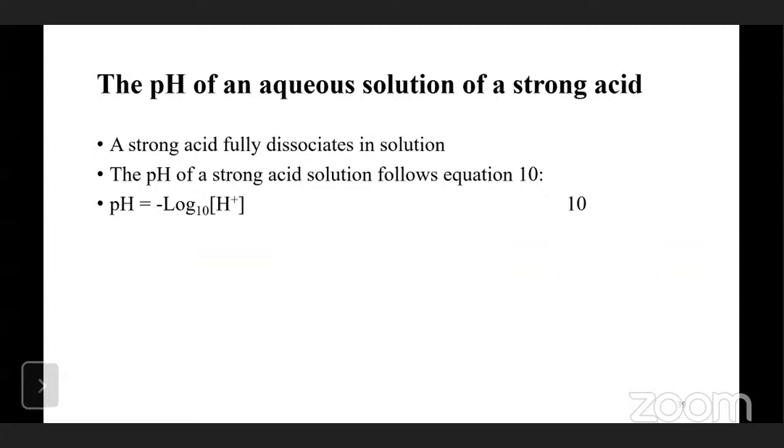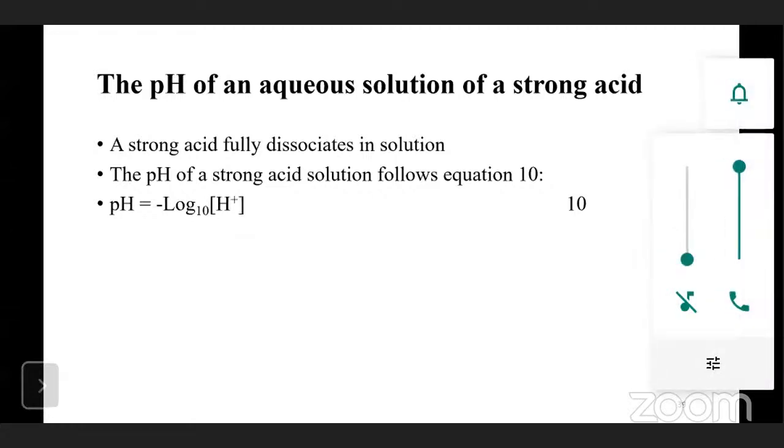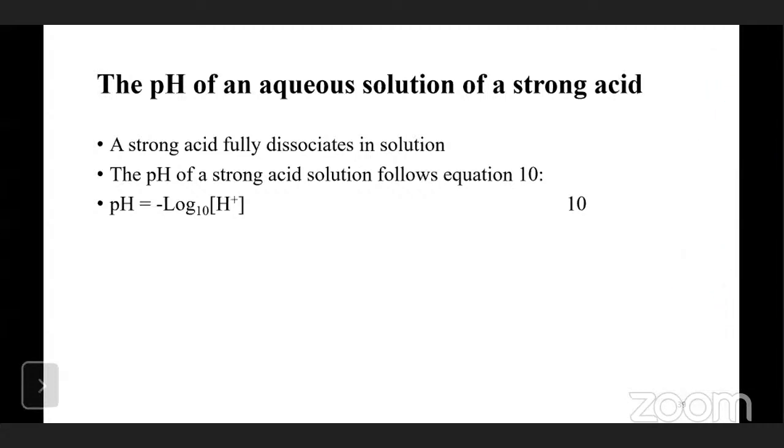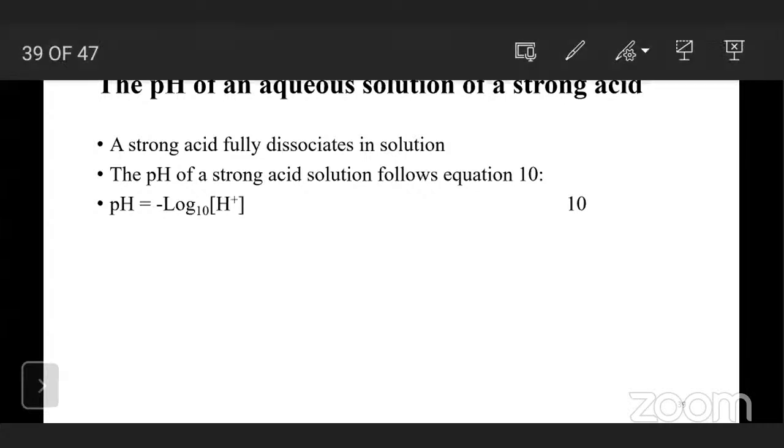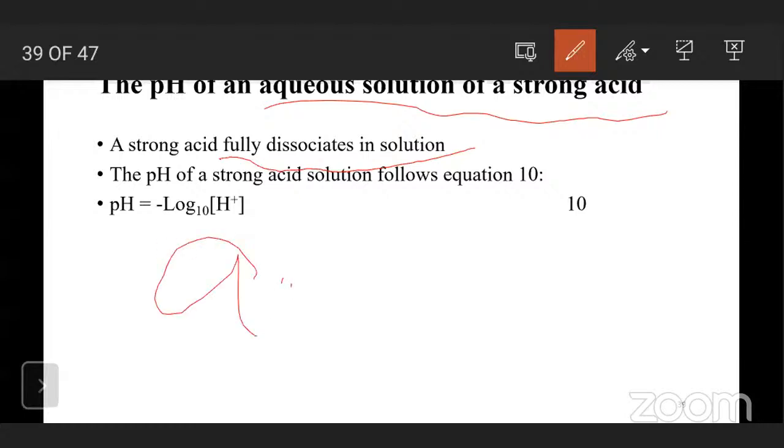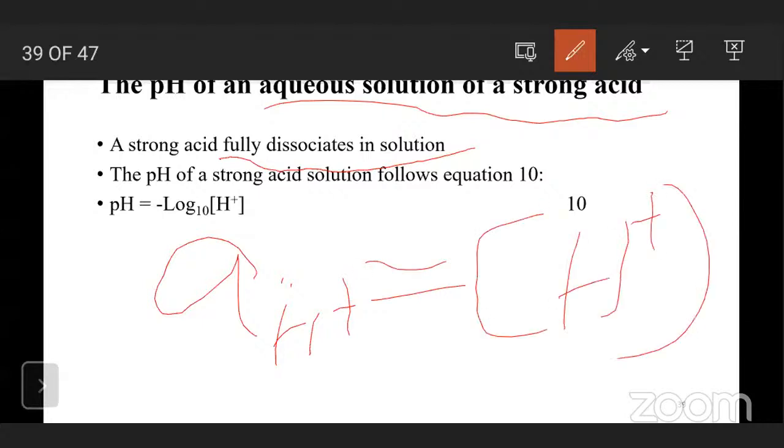Under this section, we'll be looking at the pH of an aqueous solution of a strong acid. After that, we'll look at the pH of an aqueous solution of a weak acid. We will also consider a strong base and a weak base. But here, we'll be looking at the pH of an aqueous solution of a strong acid. By strong acid, we mean that the acid completely dissociates in solution. And that suggests to us that the activity of the hydrogen ion is approximately equal to the hydrogen ion concentration.